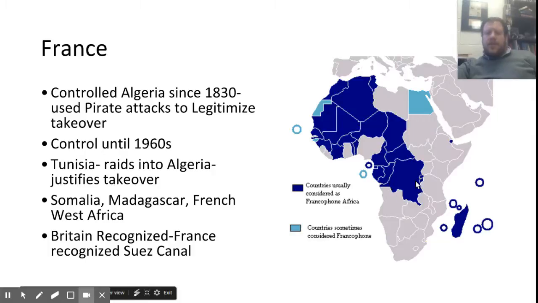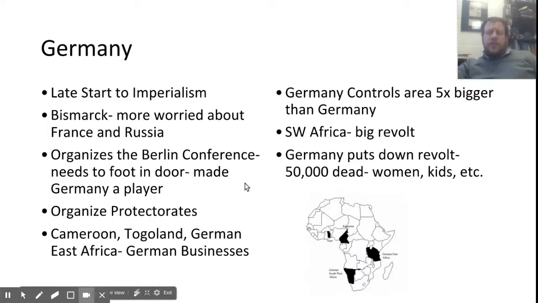Essentially, Britain made its own deal with France, basically saying that France recognized the Suez Canal, which they helped fund and build, as being a British possession, and then Britain would let them alone to have their areas over here. So we started seeing all these little deals being done in the back ways.